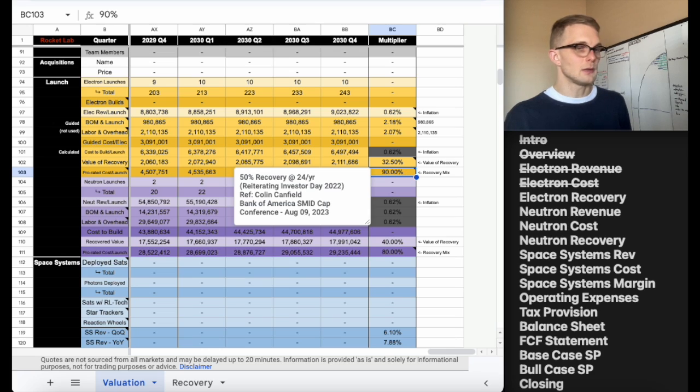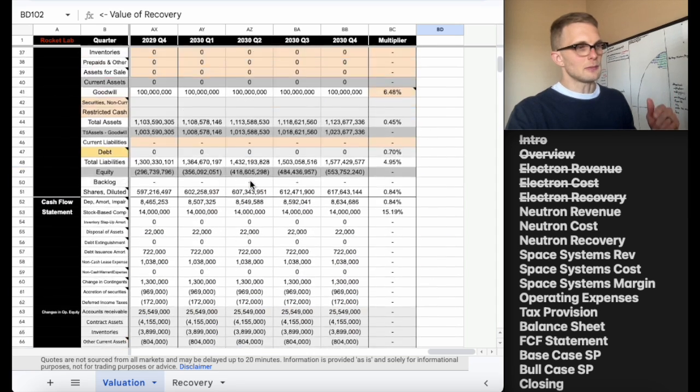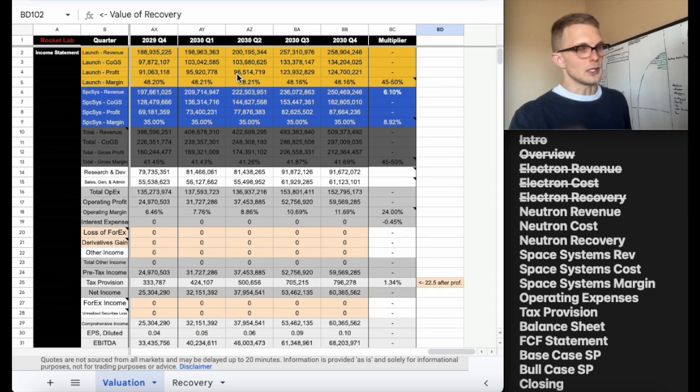For the time being though, let's just leave this at 50% and leave the value of the recovery at 32.5. So the next part of the business that we're going to look through is the Neutron. And you might have noticed that up above, there is only this one section for launch. This does include the formulas for both the Electron and the Neutron. It's just an important side note there.